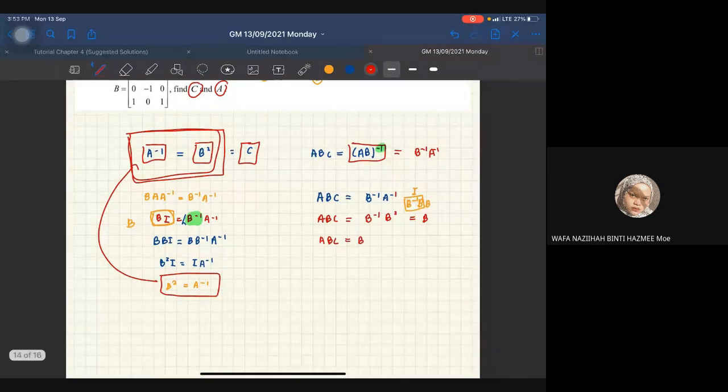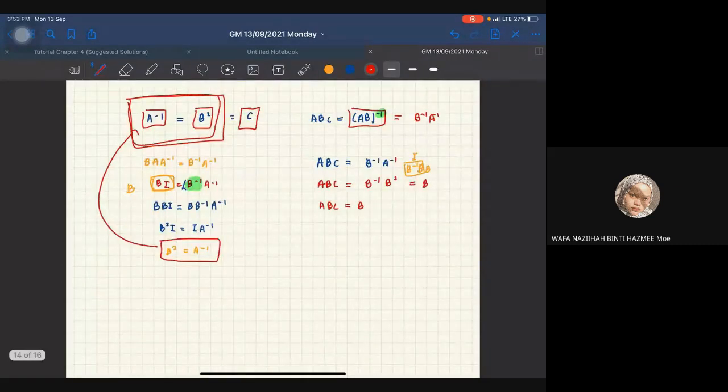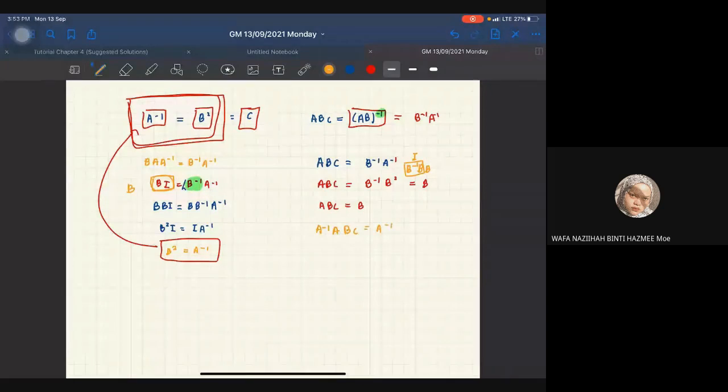So apa awak boleh buat? Awak nak hilangkan B A. B hilang, boleh ke kita cancel out macam tu? Tak boleh. Okay, jangan cancel out. Dia tak boleh hilang macam tu je. Okay, so kita nak hilangkan A dulu. We want to eliminate the A first dekat depan tu. So awak akan darabkan everything dengan A inverse. So you have A inverse times A times BC is equals to A inverse B.